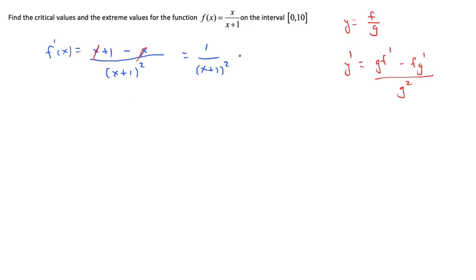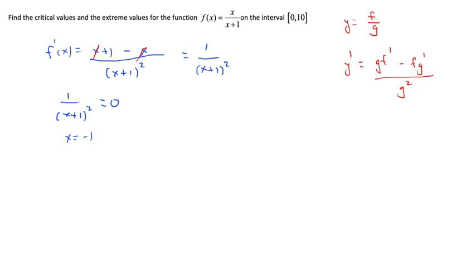Now when we set this equal to 0, we'll set 1 over x plus 1 squared equal to 0. Of course, we know that this has no solutions. We can't really solve this. But remember, a critical value is also a value of x that makes this function undefined as well, right? So in this case, x equals -1.